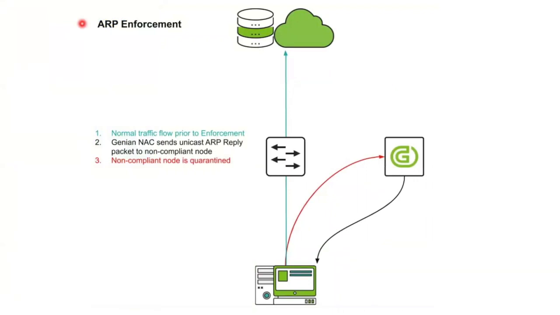So one of the key things to note here is when a node is trying to IP route out to other nodes on the network, it's going to get an ARP reply packet from Genians and redirect non-compliant traffic. So the key here is that the network infrastructure is not really part of this exchange, and it's Genians leveraging ARP and not the network device to enforce policy.